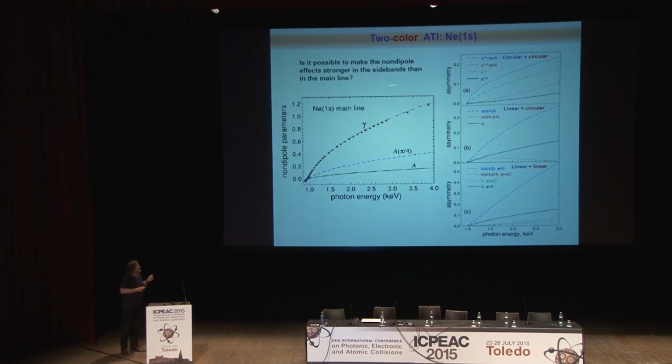Okay, a question. Is it possible to make the non-dipole effect stronger in the sidebands than in the main line? The answer is yes, in principle. This I have shown already. For example, for 3 keV, this is the symmetry here. It's not bigger than, well, 0.25 maybe, but here you see like 0.5 and so on. I will not stop on this slide.